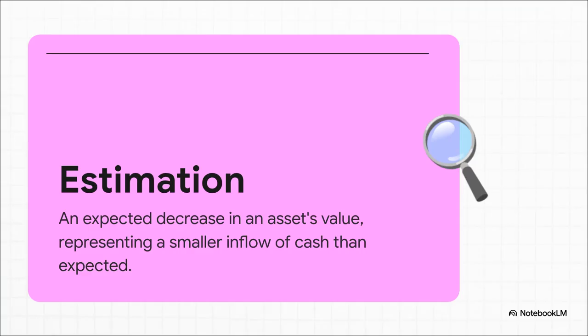Okay, first up, estimation. This is all about an asset, something the company owns or is owed. Let's say you have $10,000 in receivables, which is money your customers owe you. An estimation is basically you looking at that and saying, you know what, I'm probably not going to get all of that. So you record an adjustment because you expect less cash to come in.